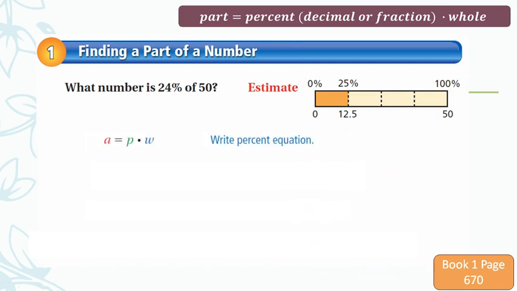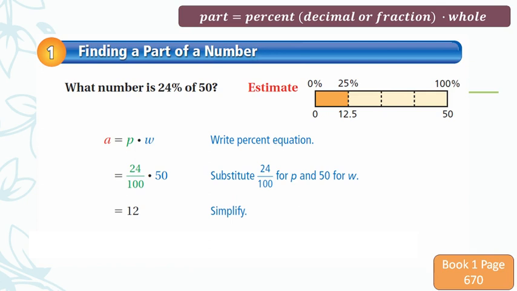Our first step is to write the percent equation. A equals P times W. Then substitute. Percent needs to be written either as a decimal or a fraction. In this case, we can either use 24/100 or 0.24 if that's better for you. And then we use 50 for the whole.